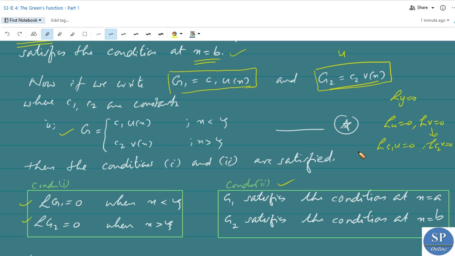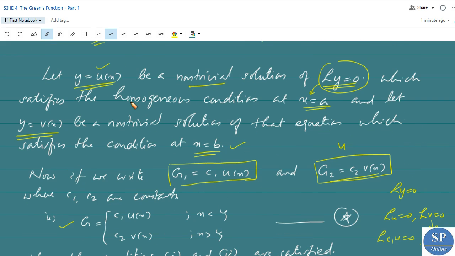For the given boundary value problem, we constructed two functions, u and v. The first satisfies the initial boundary condition, and the second satisfies the upper boundary condition. Now we have to find c1 and c2 such that the function g satisfies the four properties of Green's function.